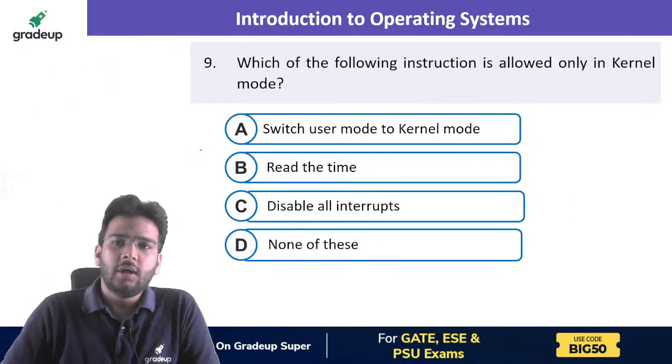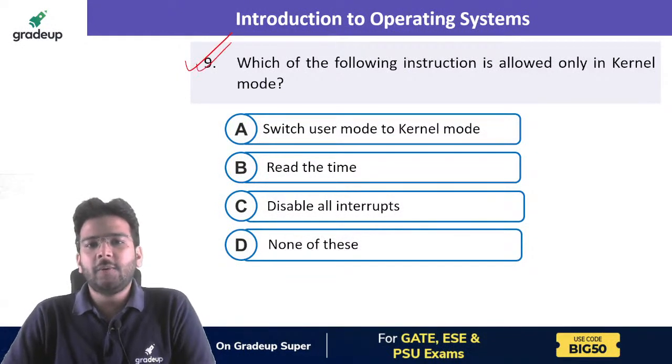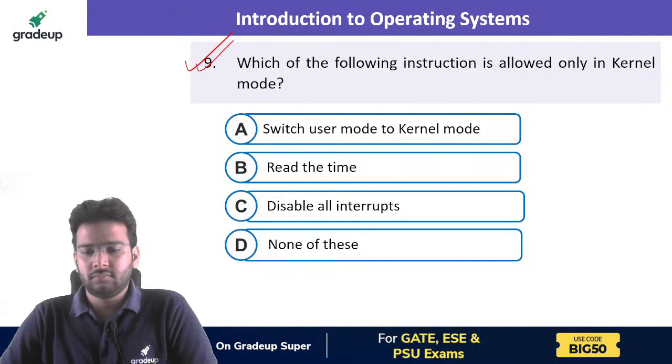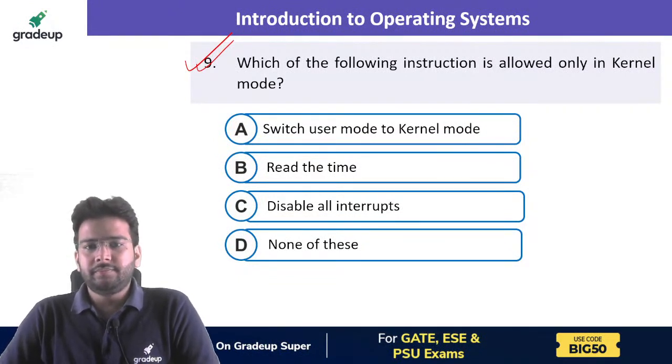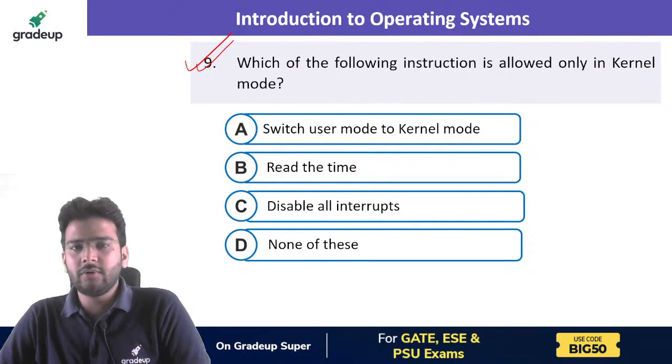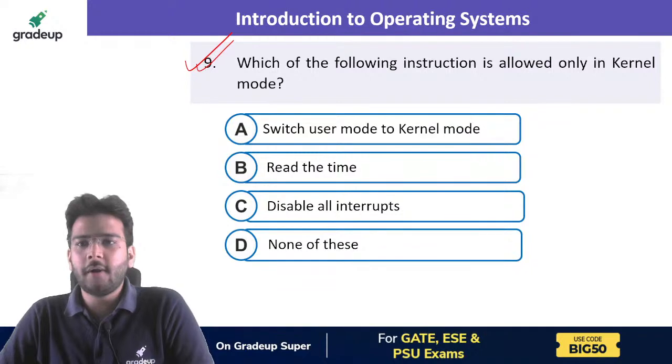Clear? Let's answer this question number 9 now. So in total we have 12 questions today. After completing all the 12 questions, you can let me know your score as well out of 12.